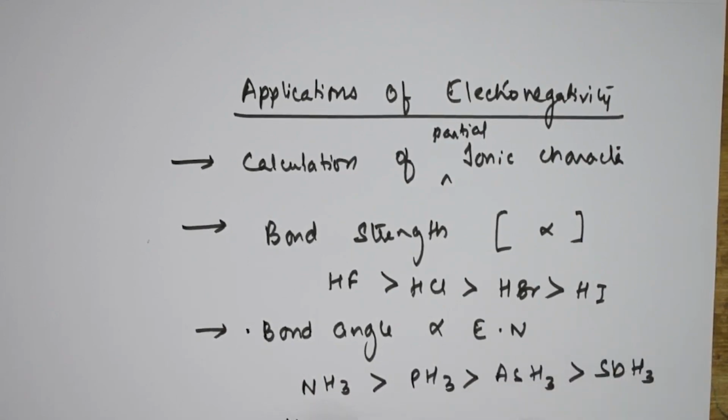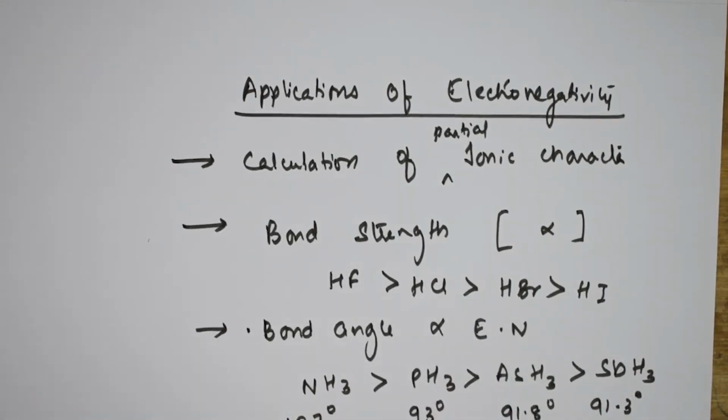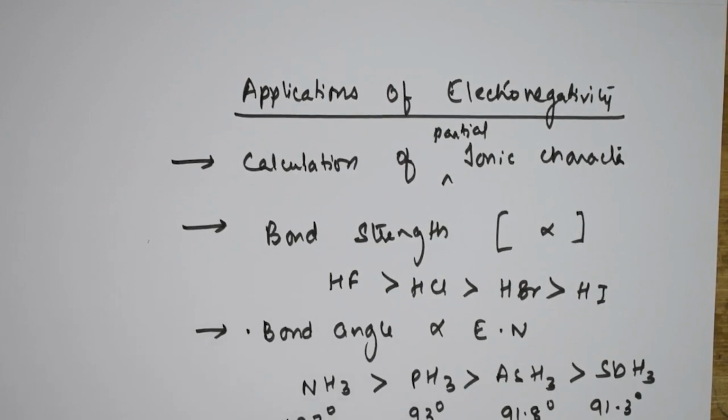So, what is the bond angle? 107 degree. What is the bond angle here? 93 degree. Here it is 91.8 degree. And here it is 91.3 degree. So this is your bond angle trend. So bond angle is directly related to electronegativity. Remember that. So this is the concept of electronegativity. These are the factors and these are the applications of electronegativity, students.